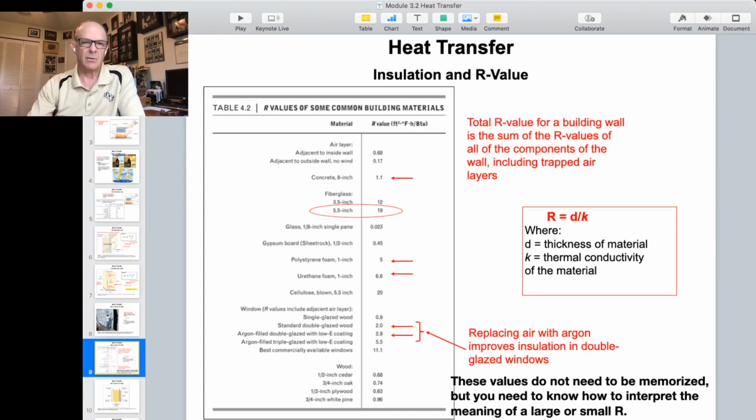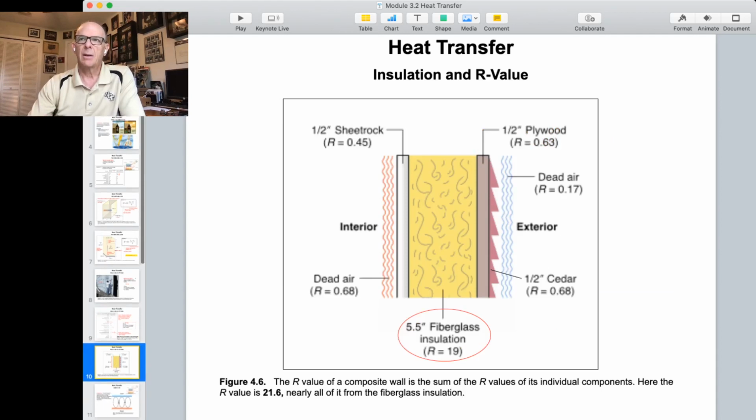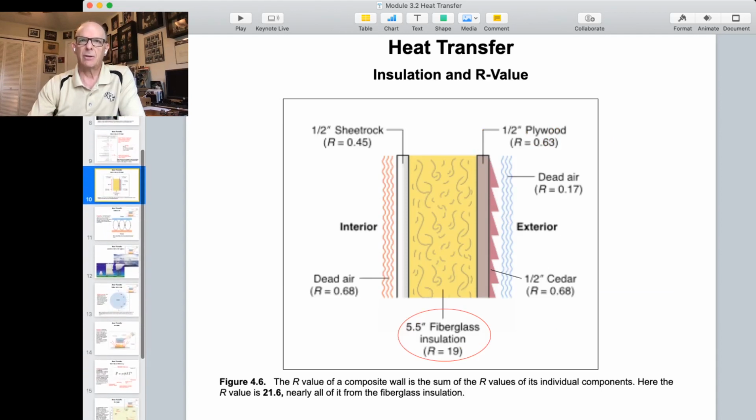And again, it depends on the thickness. So fiberglass, if it's 3.5 inches thick, may have an R value of 12. 5.5 inches thick has an R value of 19. That's just because it's thicker. If it was 11 inches thick, the R value would be twice as big as the 5.5 inch. So 2 times 19 is 38. So it just adds up that way. And that's what's illustrated in this slide here.